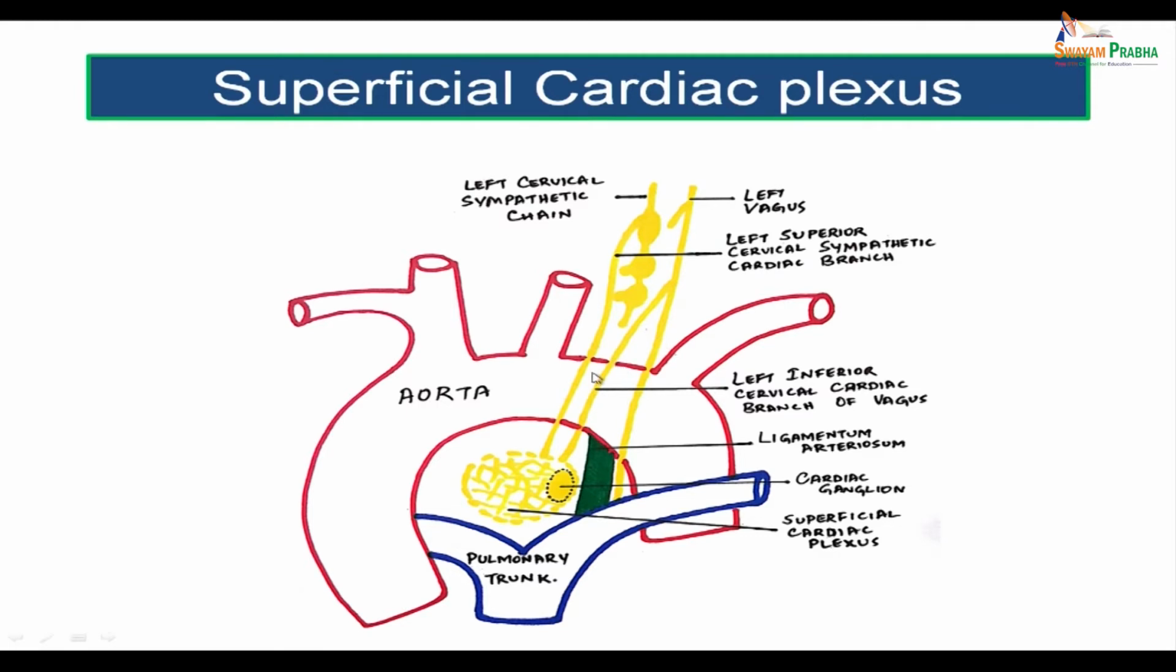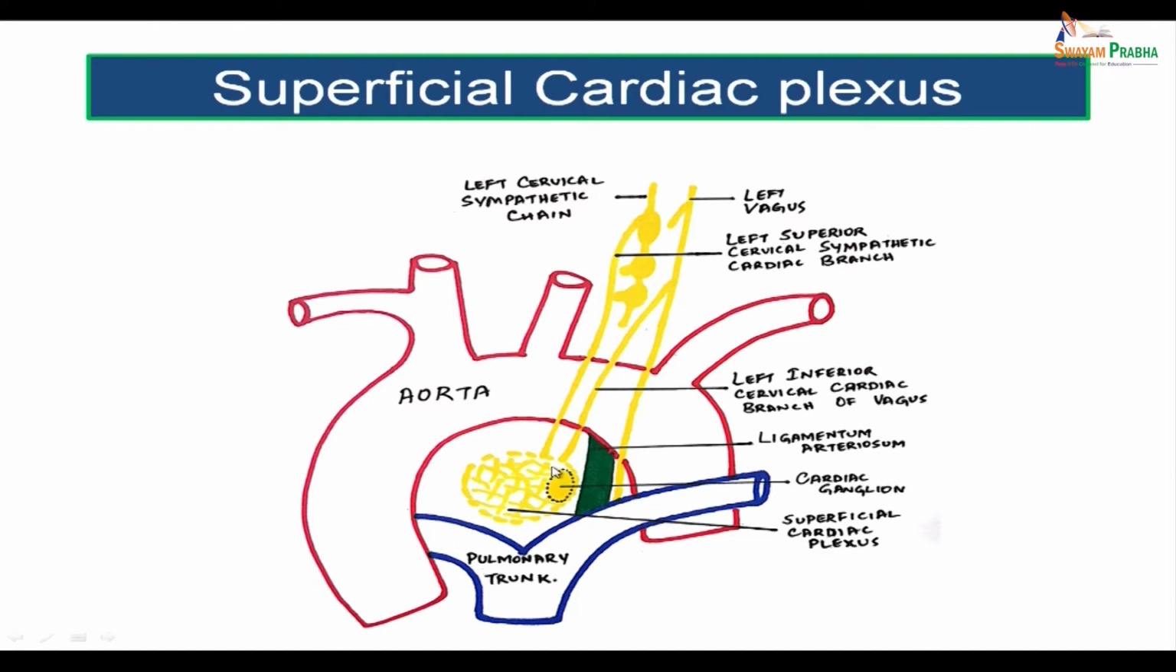The contributions for the superficial cardiac plexus are two in number. One is coming from the vagus and the other one is from the sympathetic. Both come from the left side. You find the left vagus gives the inferior cervical cardiac branch which joins the superficial cardiac plexus, and the left sympathetic, the superior cervical sympathetic ganglion gives a superior cervical cardiac branch which joins the superficial cardiac plexus.